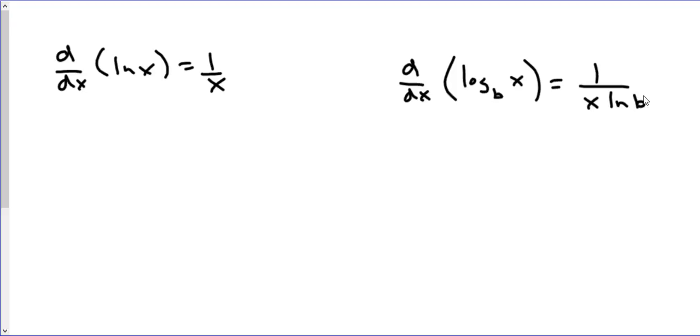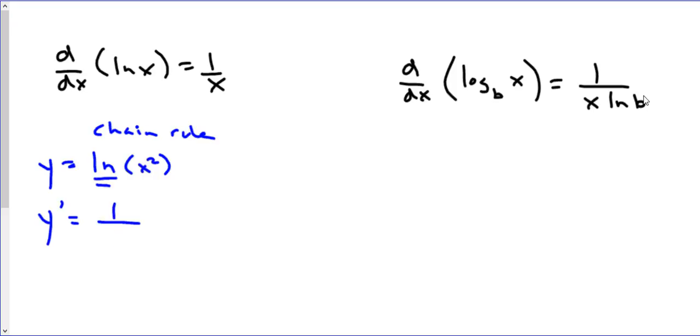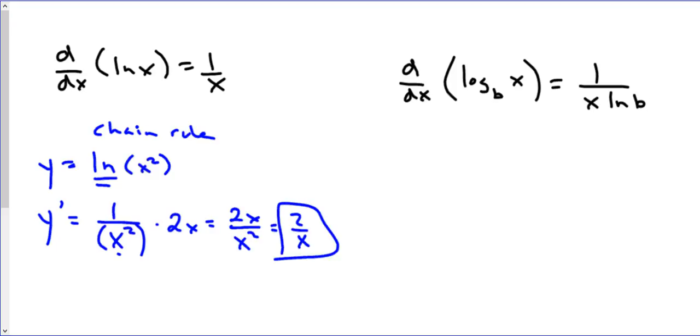So for example, if I have y equals natural log of x squared. Once again, we're going to use the chain rule. What we have is y prime equals the derivative of the outside, which is natural log, 1 over x squared, times the derivative of the inside, which is 2x. So the answer would be 2x over x squared, which we know is going to equal 2 over x. Now here's our answer.